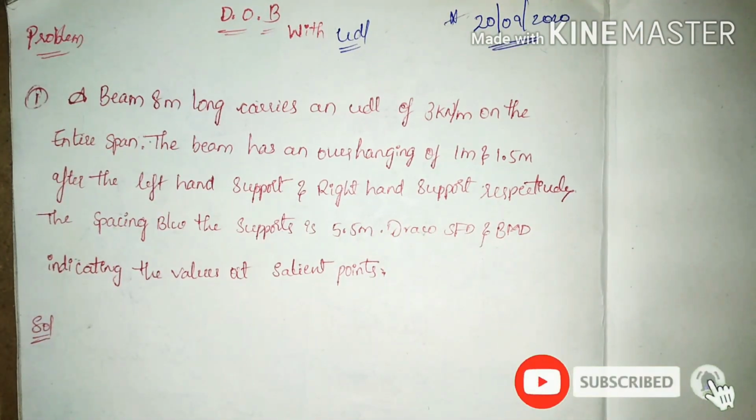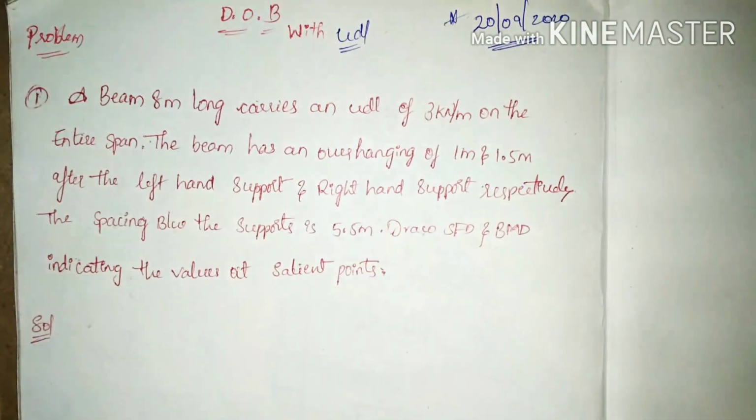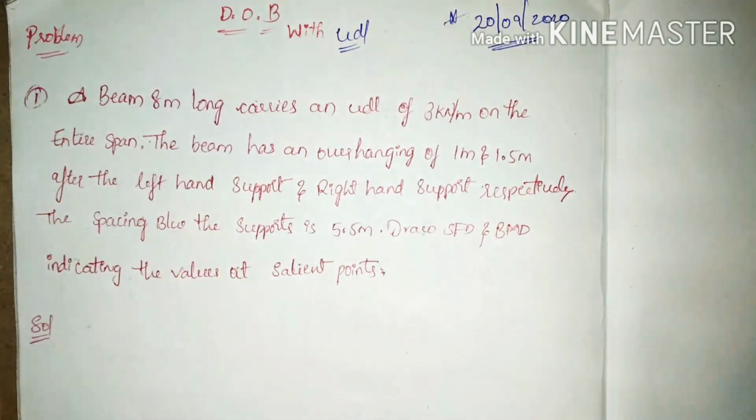The question is: a beam of 8 meters carrying a UDL of 3 kN per meter on the entire span, and the beam is overhanging by 1 meter and 1.5 meters from the left-hand support and right-hand support. The beam extends 1 meter after the left support and 1.5 meters after the right support, and the spacing between the two supports is 5.5 meters. We have to draw the shear force diagram and bend moment diagram for this given data, and indicate the salient features.